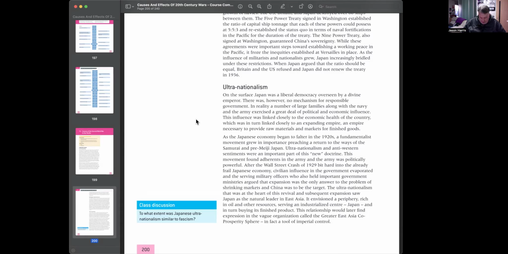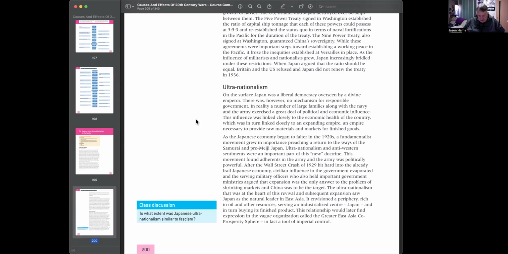This movement found adherents, meaning people that will follow it, in the army, and the army was politically powerful. After the Wall Street crash of 1929 bit hard into the already frail Japanese economy, so the Great Depression has a big effect on Japan. Civilian influence in the government evaporated. Okay, so now the people that are trying to do politics for politics' sake, maybe be prime minister because they have goals of helping the country, their kind of influence goes away.